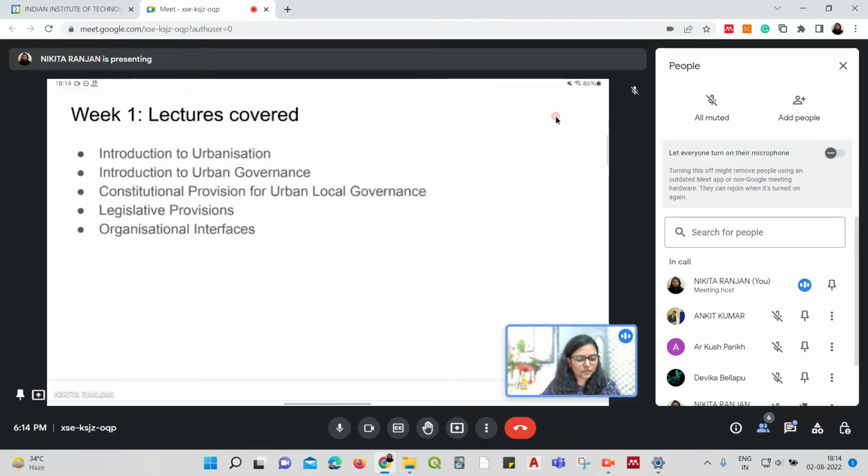Next is the legislative provisions. In this, you would have largely covered the municipal laws, different components of the municipal law, definition of different things, how they are structured, what the different categories of ULBs are, what the different rules and regulations are, that kind of thing. And the last for this week was organizational interfaces, in which you would have covered different types of interfaces, both horizontal and vertical. They would have been intergovernmental interfaces, interorganizational interfaces, as well as intragovernmental interfaces. So this is all you have covered this week.